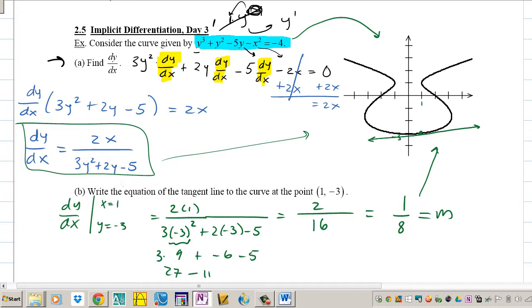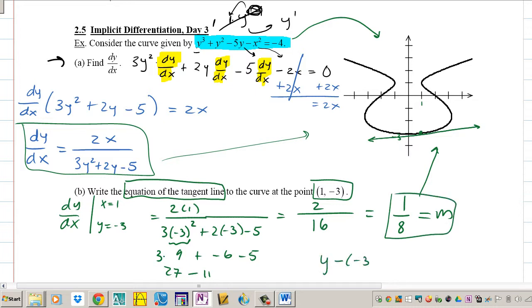I'm not done yet though, right? It says find the equation of the tangent line. I have the point. I have the slope. y minus negative 3 is equal to 1/8 times (x minus 1). And you're done.